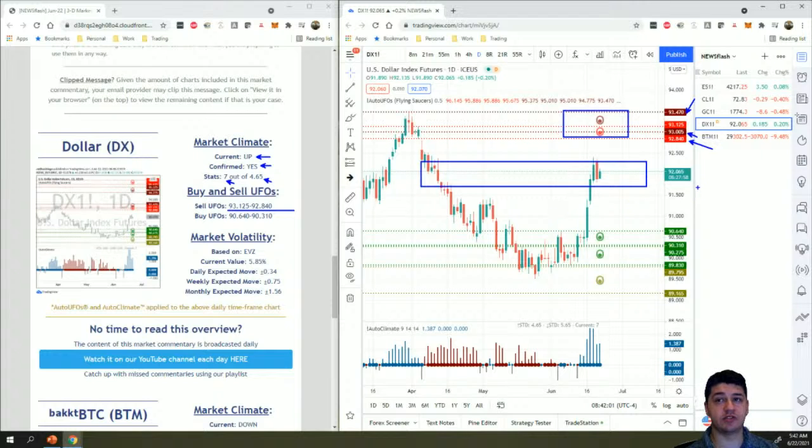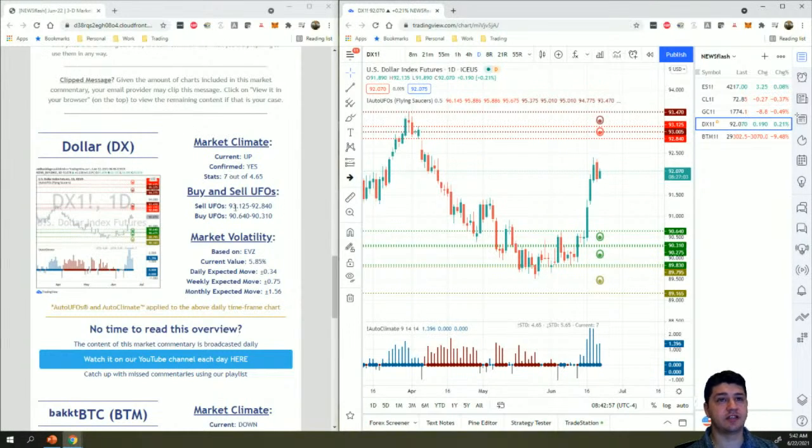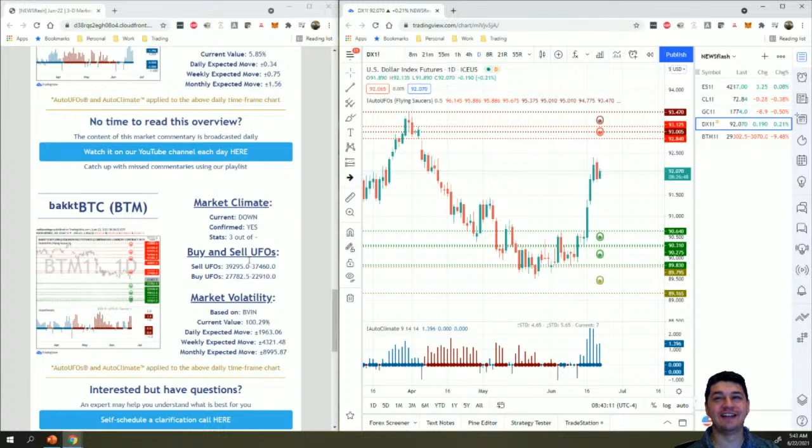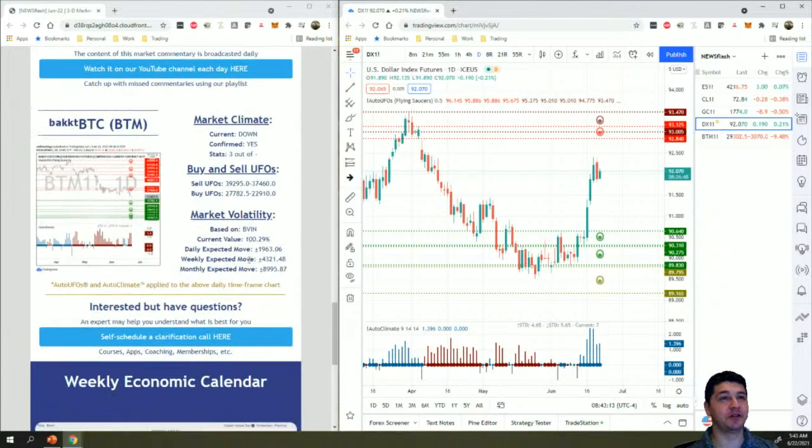Must have been some more sellers around that 92 even number. And then, of course, 5.85%. I don't think that seems fair given how much this market's moved. But, again, arguing statistics with something that is just giving you a pure number is kind of like trying to bang your head against the wall and then thinking it's going to be okay. So no need to do that. That's what the statistics say. That's what we go with.